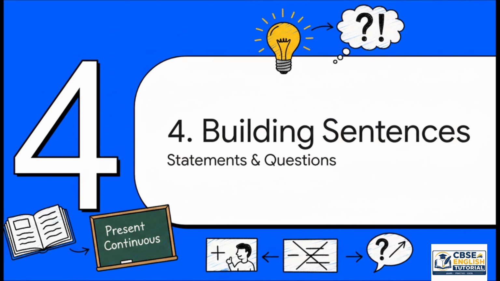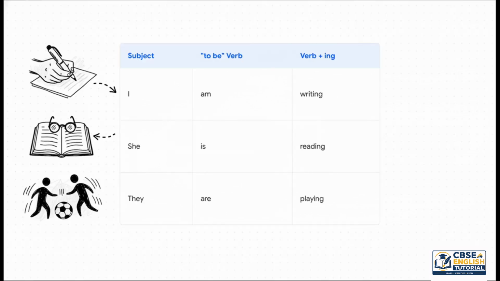All right, we know what it is and when to use it. Time to get our hands dirty and actually build some sentences. We'll look at the three big types: positives, negatives, and of course, questions. So for a basic positive sentence, you literally just follow the recipe we talked about. You can see it here. I goes with am, so I am writing. She gets is, so she is reading. And they pairs up with are for they are playing. See that pattern? It's pretty straightforward.